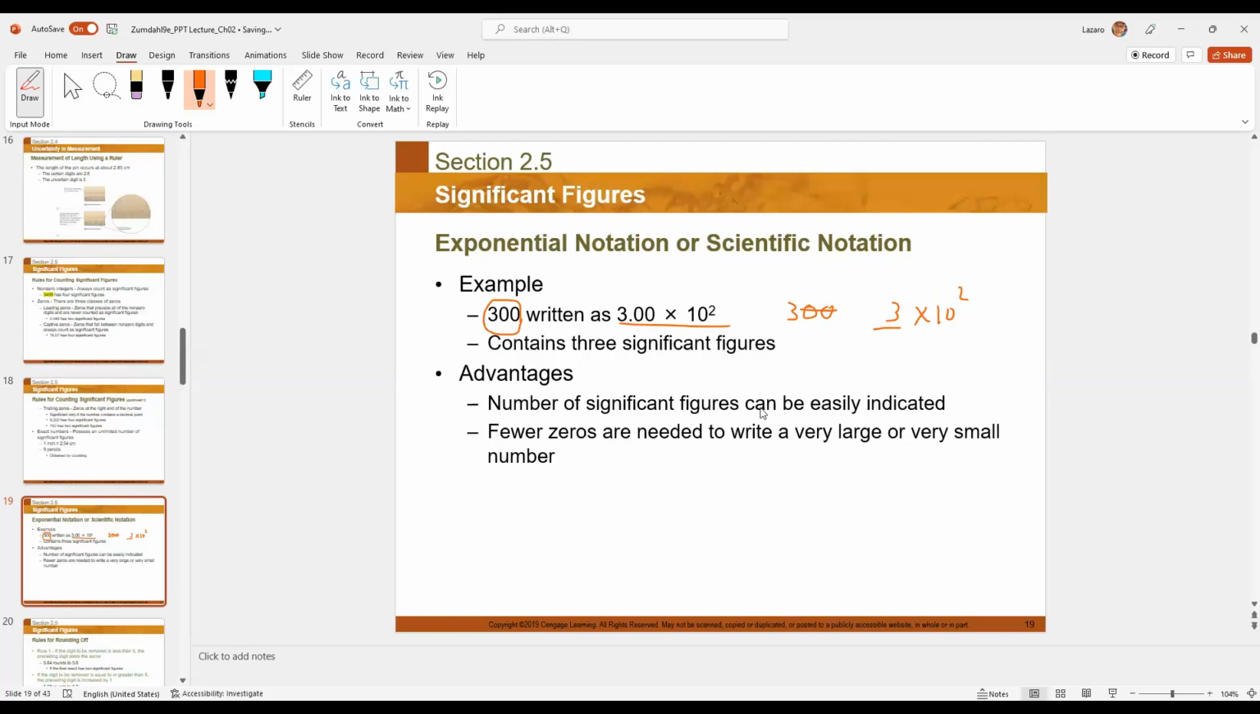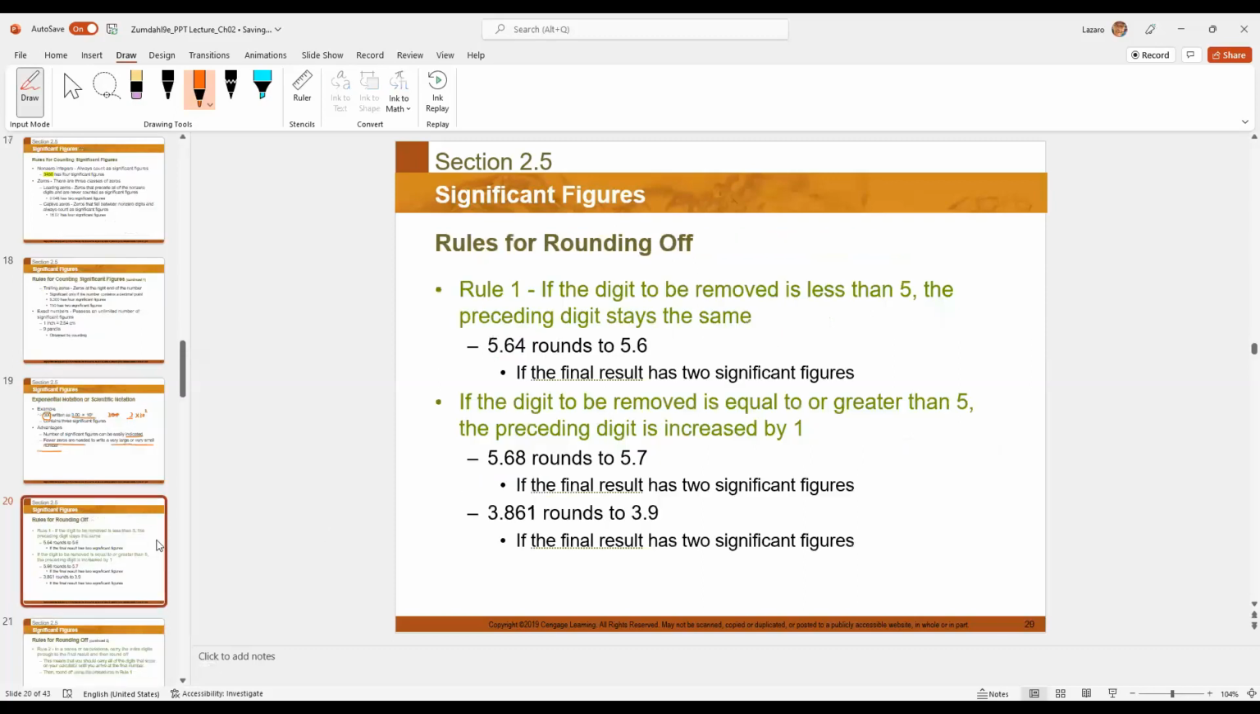Well, the number of significant figures can be easily indicated. As you can see, fewer zeros are needed to write a very large or a very small number. That's why we use scientific notation.